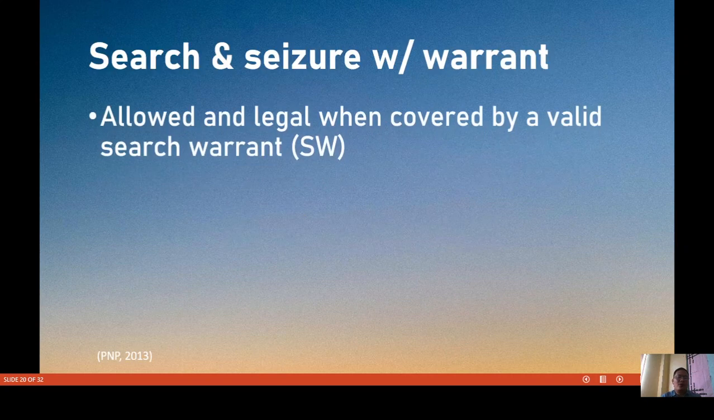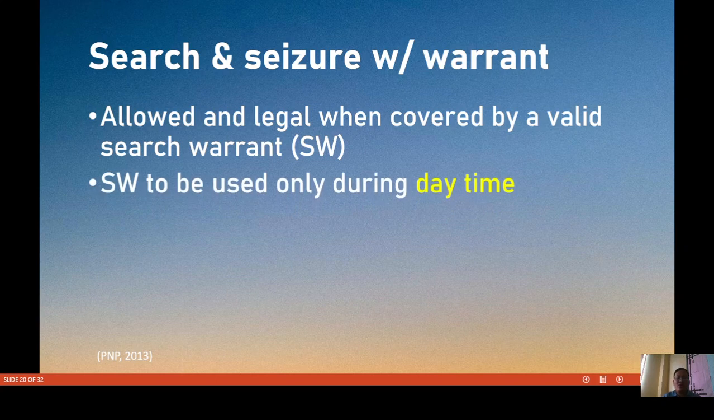So let's go to our discussion on search and seizure with warrant. Search and seizure, as a general rule, is allowed and legal when covered by a valid search warrant. That's the general rule. No police officer, no law enforcement officer can conduct a search without a valid warrant. But there are exemptions to this general rule, and we'll discuss them later.